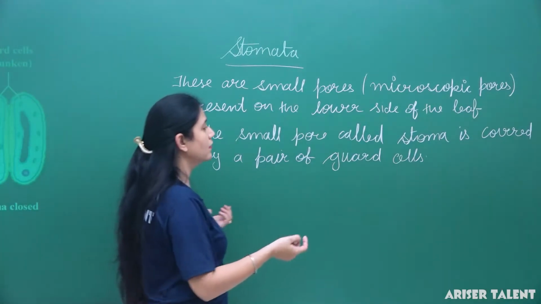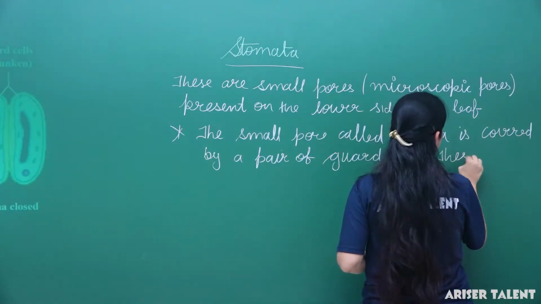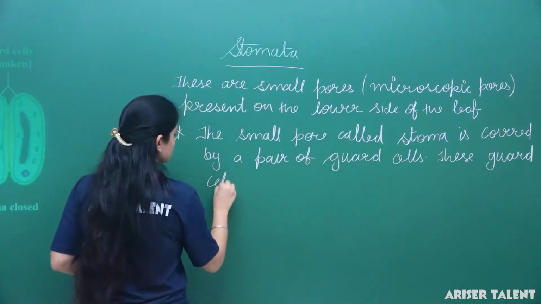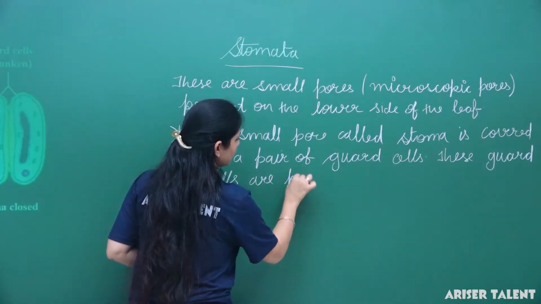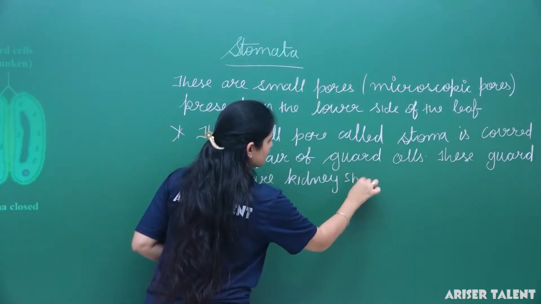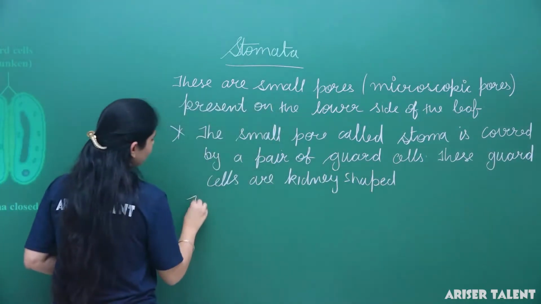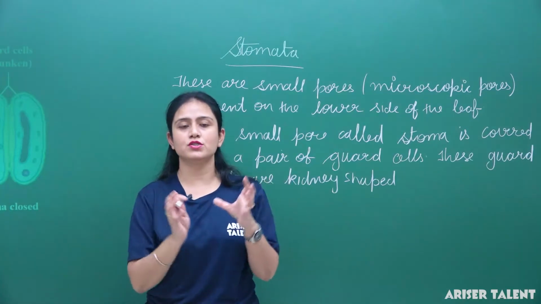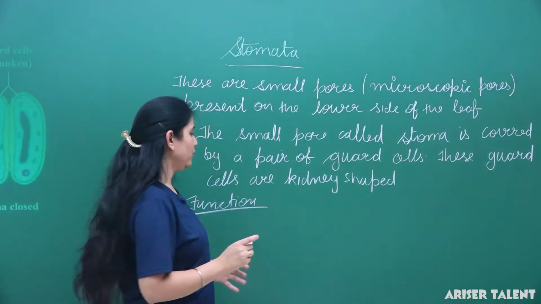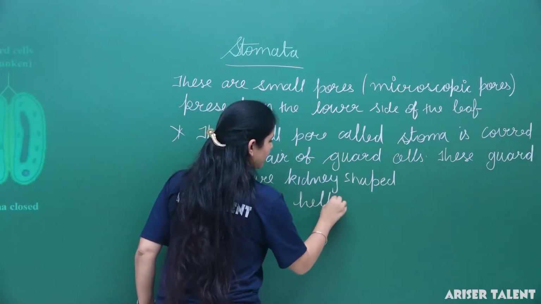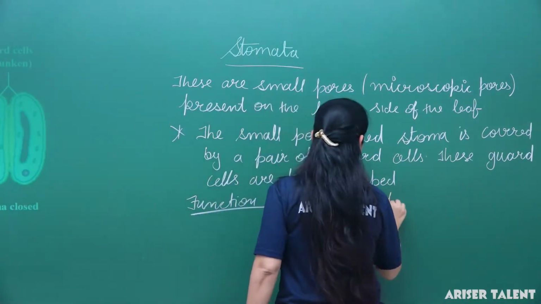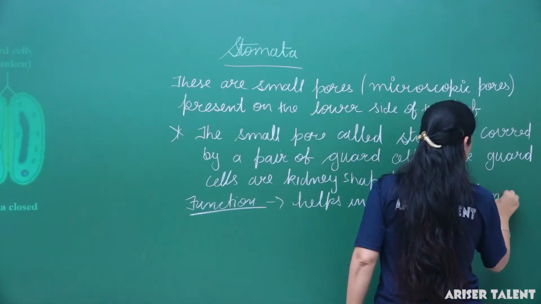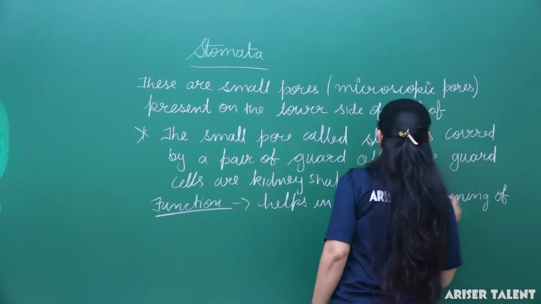So these guard cells are kidney shaped. If we talk about the function of these guard cells, they help the stoma to close or to open. They help in closing or opening of stoma.